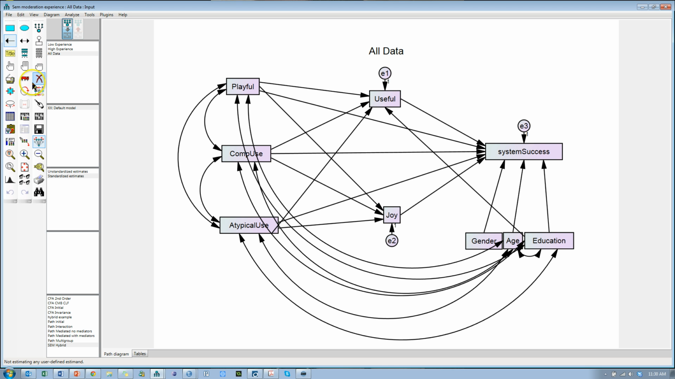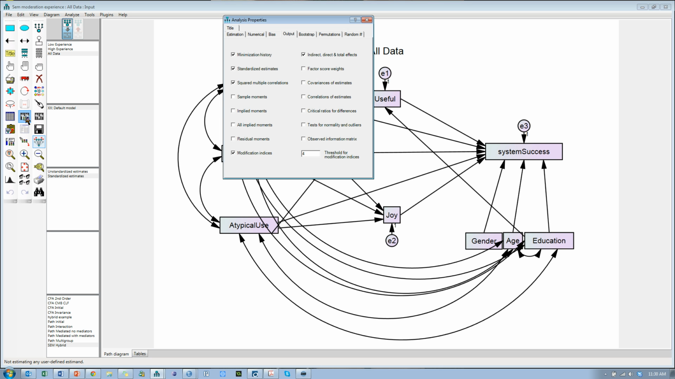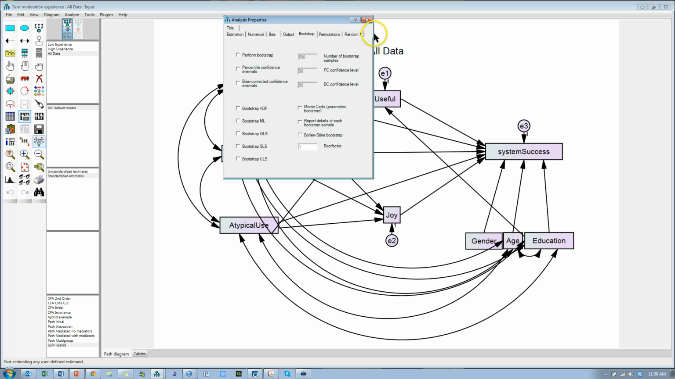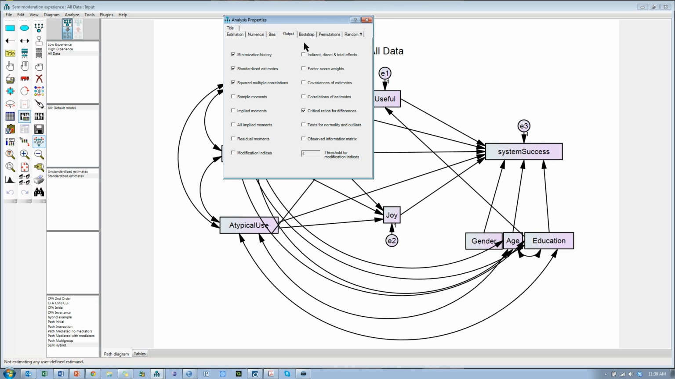Okay. In the analysis properties, we don't need indirect, direct, and total effects anymore unless we're testing moderated mediation, which I hope you're not, because that's just mind-bending. Don't really need modification indices right now. We do want squared multiple correlations and standardized estimates, and we do want critical ratios wherever they went, right here. Critical ratios for differences. And if you have bootstrap, you probably should uncheck that, because that just adds processing time.